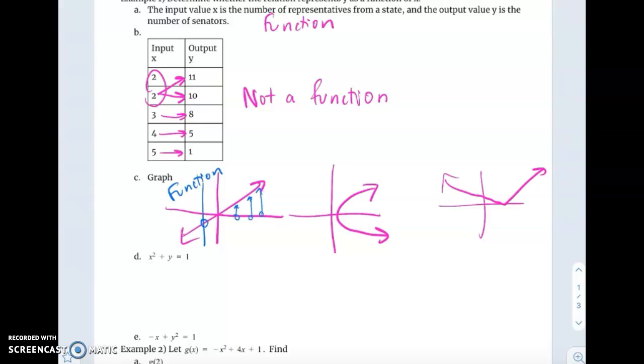Here, there's a graph where I could draw a vertical line and it crosses twice. That means 2 outputs for 1 input. So this one is not a function. Here I can draw a vertical line and it only crosses once. No matter where I draw it, it'll only cross once, so that is a function.